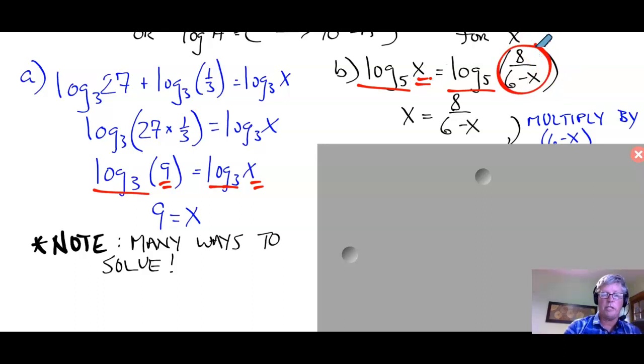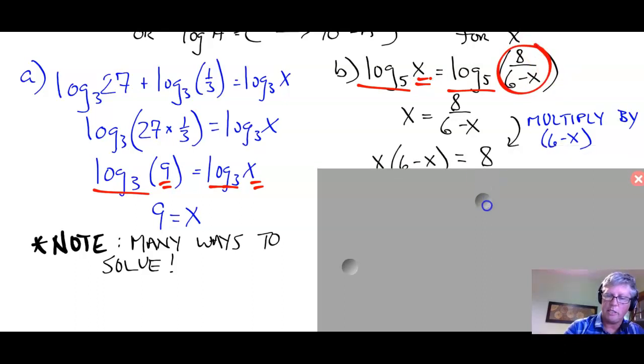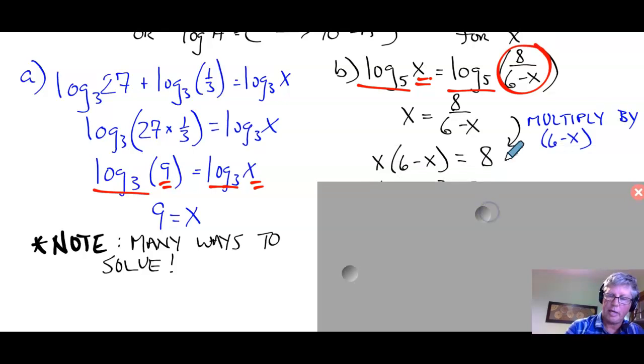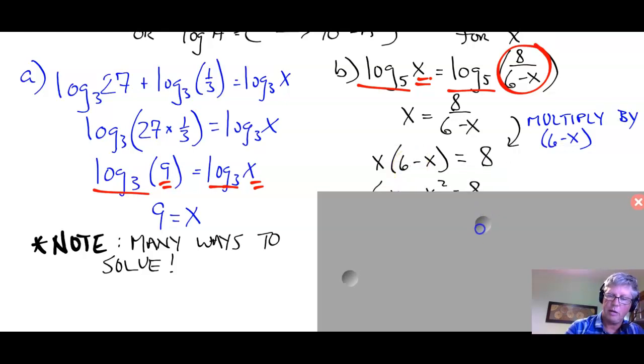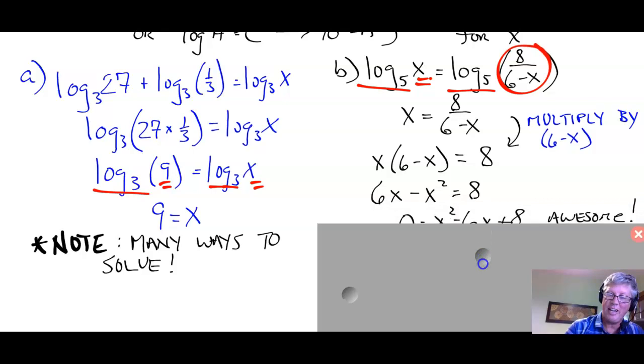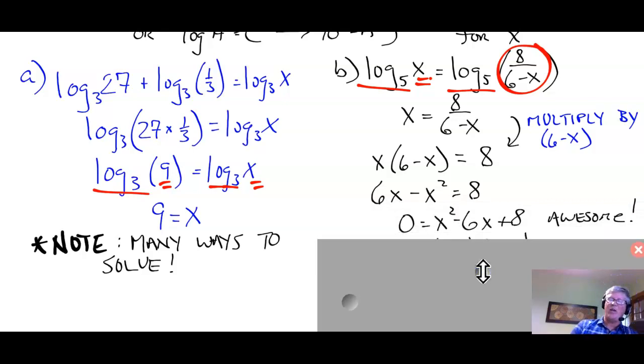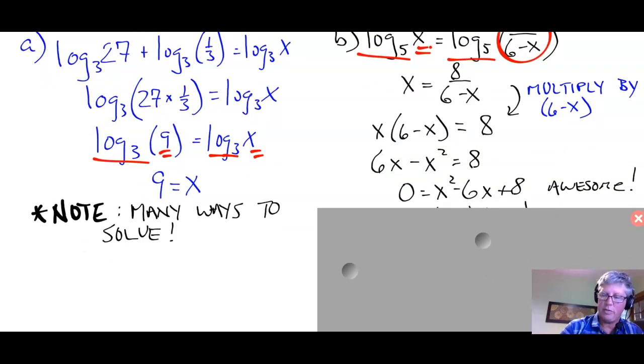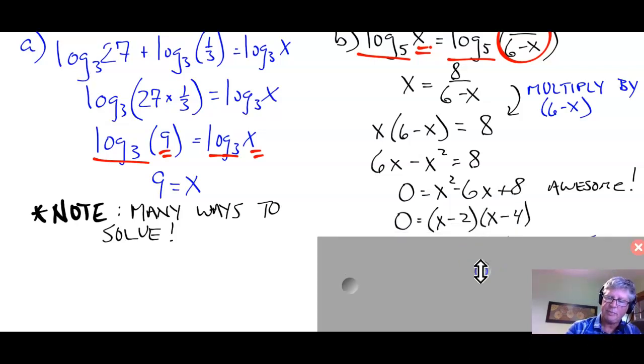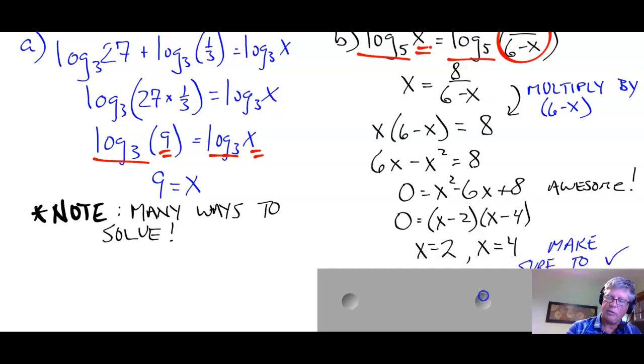Well, I'm not out of the woods yet. Now I'm going to multiply both sides by 6 minus x. Cancels it on this side, comes up here. Wait a minute, I know what you're thinking. Yeah, quadratic. Woo! I love it. And how do we solve quadratic? Well, rely on our amazing skills. I'm going to factor this bad boy, and I get 2 and 4.